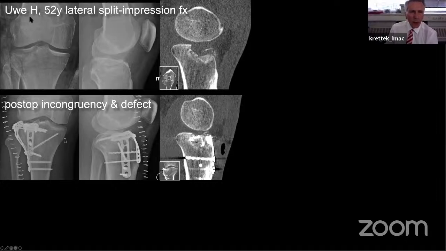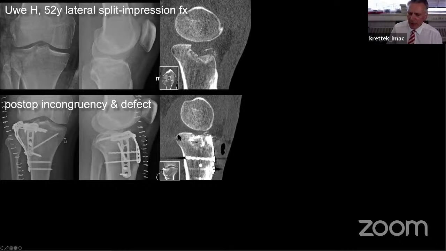And this is Uwe. Uwe is an anesthetist in a neighborhood hospital, and he sustained this lateral split impression fracture of his proximal tibia. Here's a preoperative film. It underestimates the amount of deformity, but when you see the CT scan, you see this significant anterior destruction. So one of my consultants took him to theater and fixed him, and these are the postoperative films, and we see something is behind some metal. And the real information we get again from the CT scan.